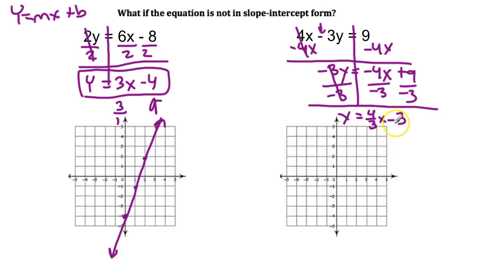The y-intercept is negative 3. I put that right there. And the slope is 4 over 3. So I go up 4 to the right 3. I start at my intercept. I go up 4, 1, 2, 3, 4, to the right 3, 1, 2, 3. No more points will fit on here, so I can just connect these two dots. Bam.